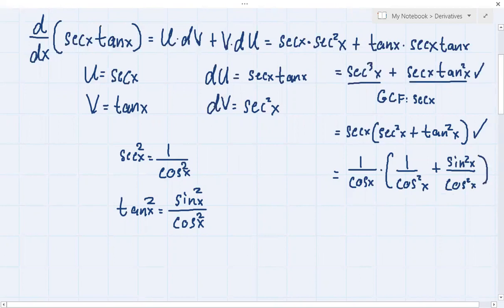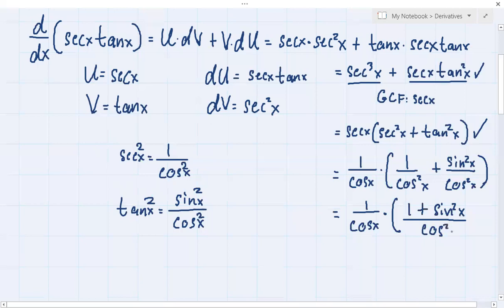Okay? Makuha. Now, we can simplify further. So, in this parenthesis, to be specific, both of them are similar fractions. Kasi again, mukha silang fraction and both of them have the same denominator. So meaning we can add them together. So what happens if we did that? So magiging 1 plus sine squared of x all over cosine squared of x.